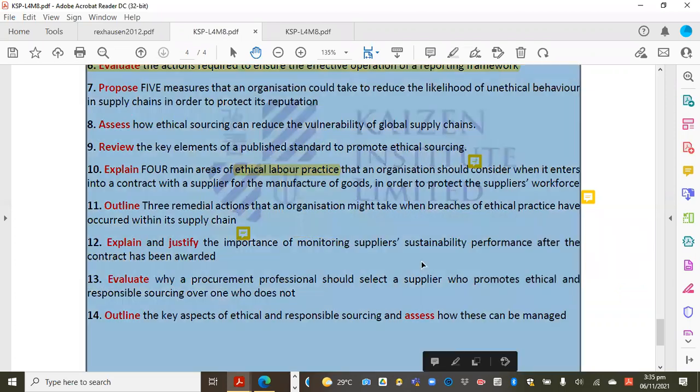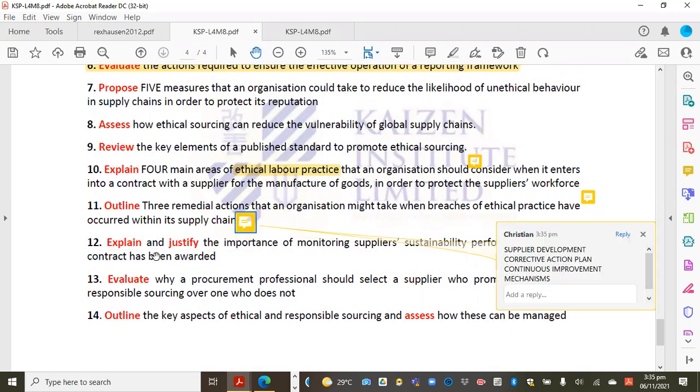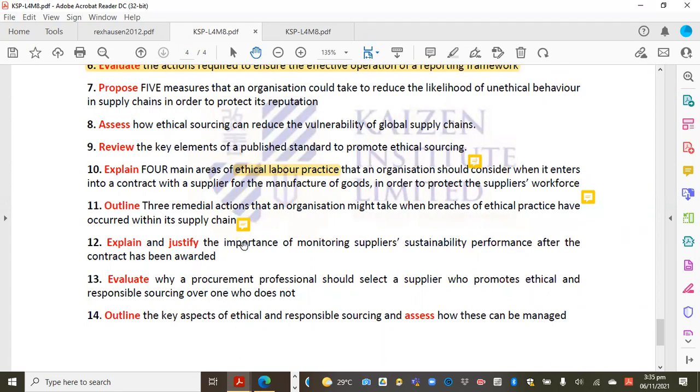So that is continuous improvement. Now look at question 12. Explain and justify the importance of monitoring supply sustainability performance after the contract has been awarded. So why is it important to monitor supply sustainability performance?